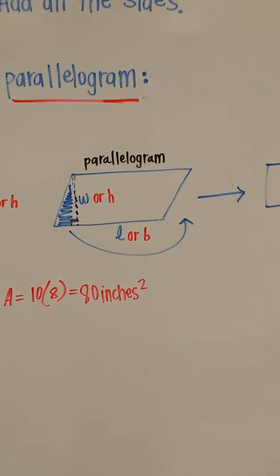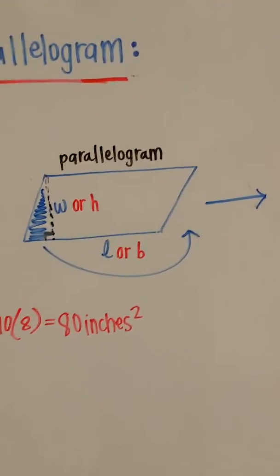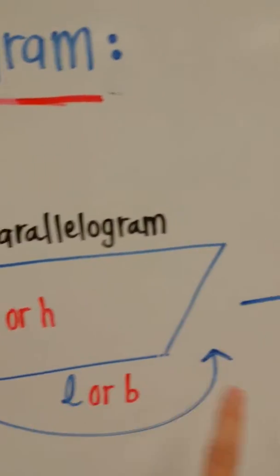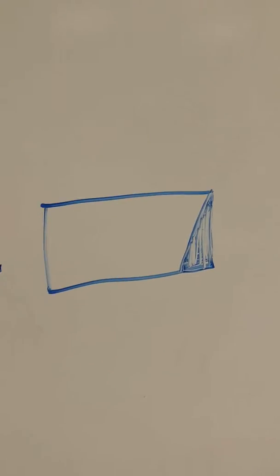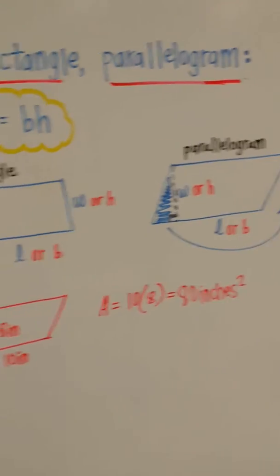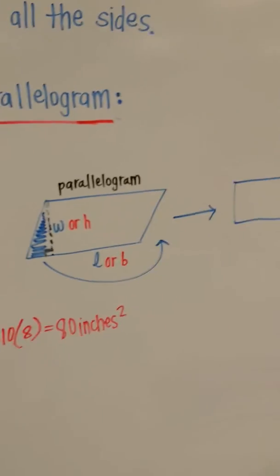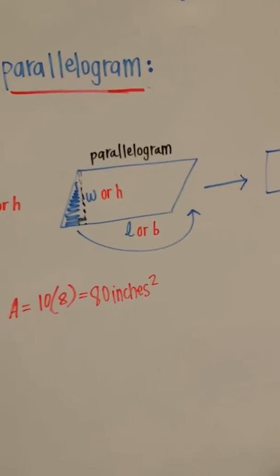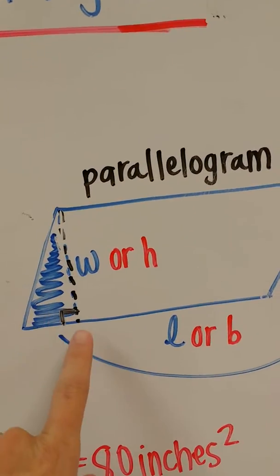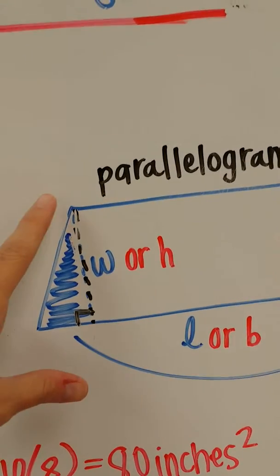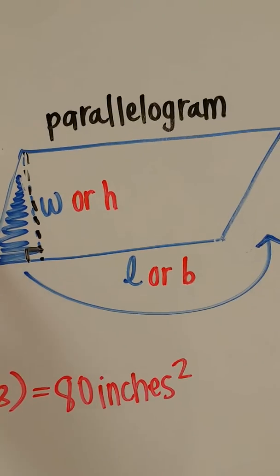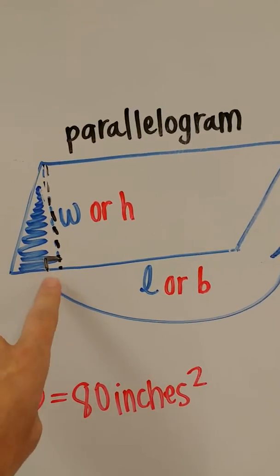A parallelogram. One thing cool about a parallelogram: if you take this little triangle, cut it out, and put it over here on the other side, you're going to get a rectangle. That's why the formula for the area of a parallelogram is the same as a rectangle, because it actually is a rectangle. So the height on a parallelogram is going to be where the dotted line goes from top to bottom. Our height is not the diagonal, and they're going to try to trick you with that on the standardized test, so be careful. Height goes from top to bottom, the dotted line that makes a right angle.